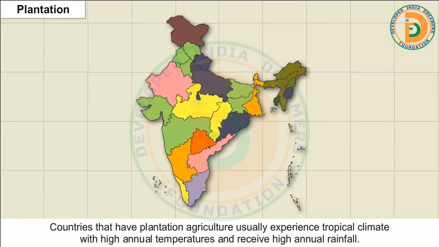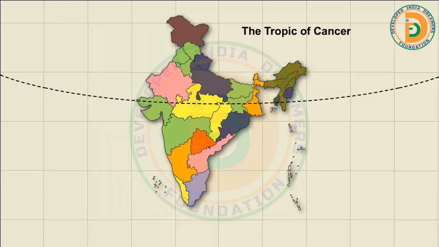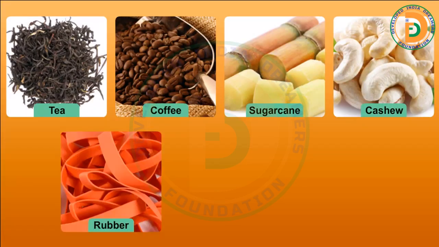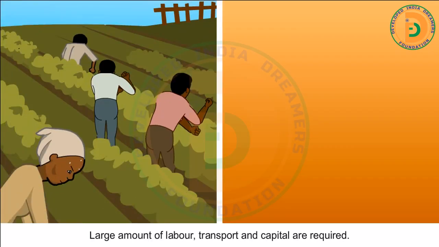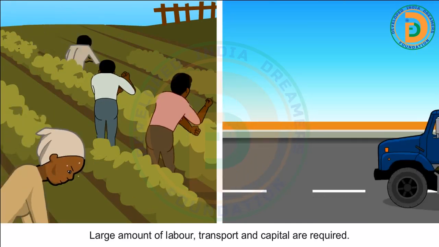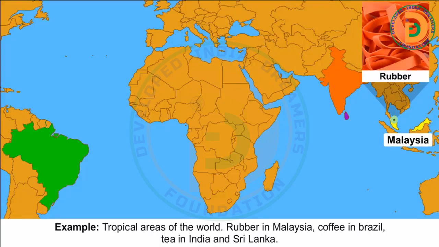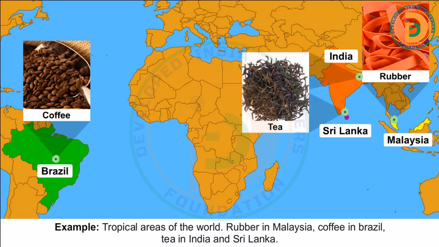Countries that have plantation agriculture usually experience tropical climate with high annual temperatures and receive high annual rainfall. Example: tea, coffee, sugarcane, cashew, rubber, banana or cotton are grown. Large amount of labor, transport and capital are required. Example: tropical areas of the world: rubber in Malaysia, coffee in Brazil, tea in India and Sri Lanka.